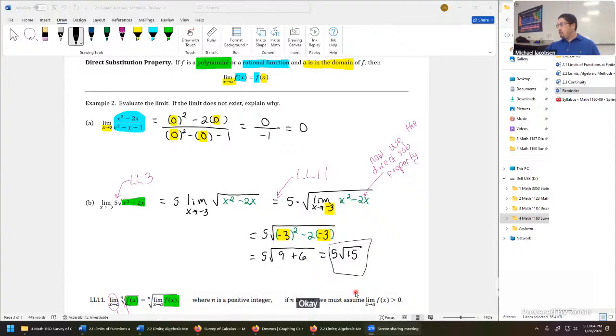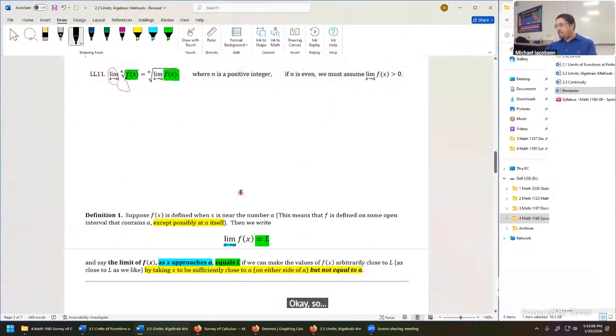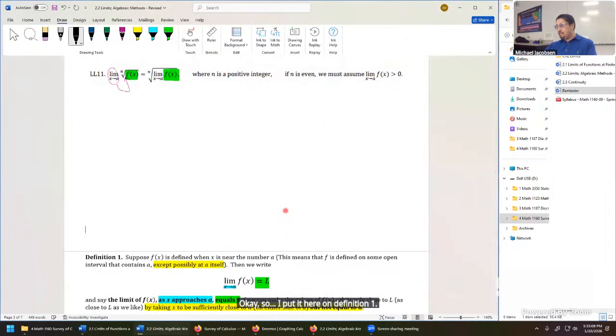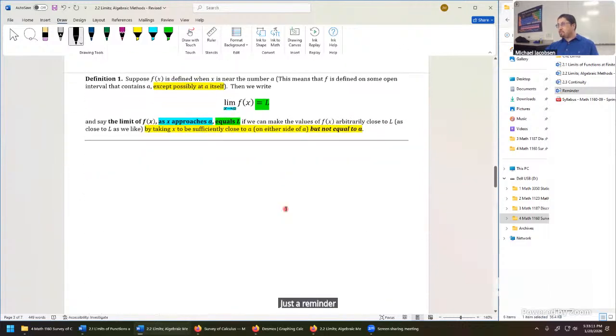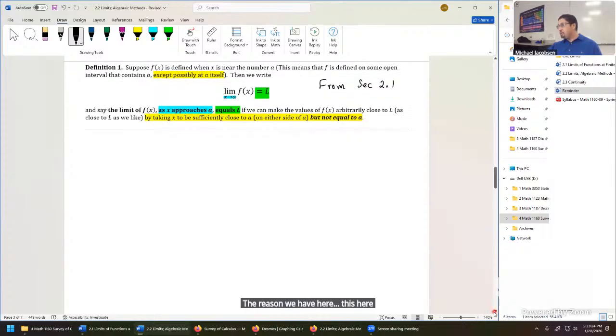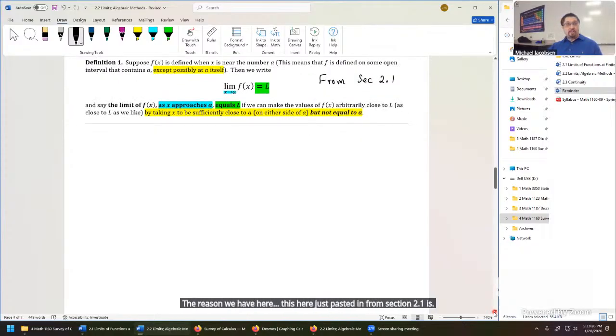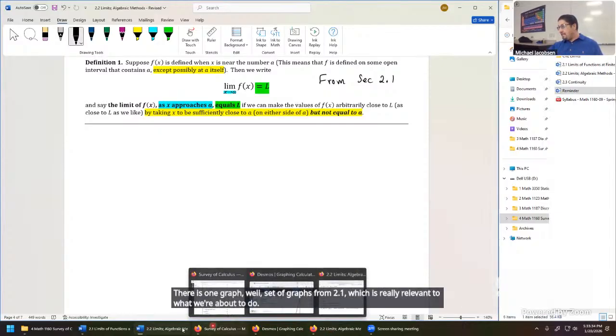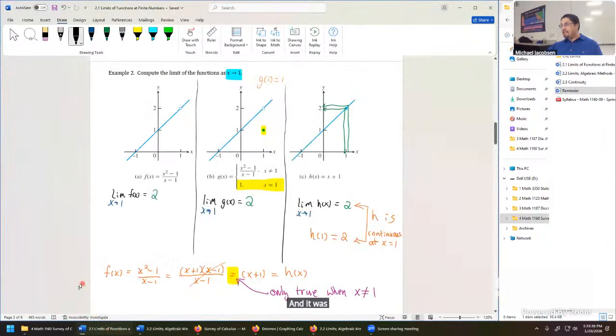Okay, so I put it here on definition 1. Just a reminder, this is back from section 2.1. Back when we first looked into the definition of the limit, the reason we have this pasted in from section 2.1 is there is one set of graphs from 2.1 which is really relevant to what we're about to do. And it was these graphs.